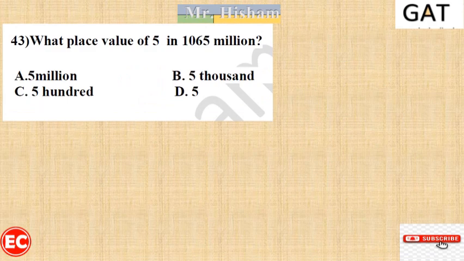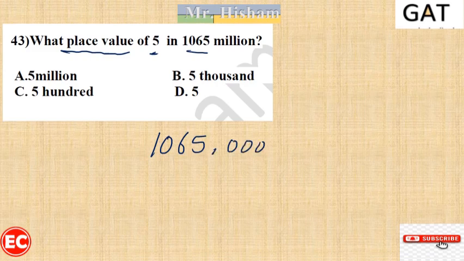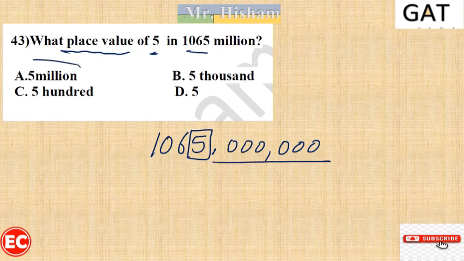Question 43. What is the place value, I mean the digit, of 5 in 1065 million? 1065 million means 1, 2, 3, 1, 2, 3. So I'm looking for this 5. 5 and 6 zeros at the end, so it's 5 million.